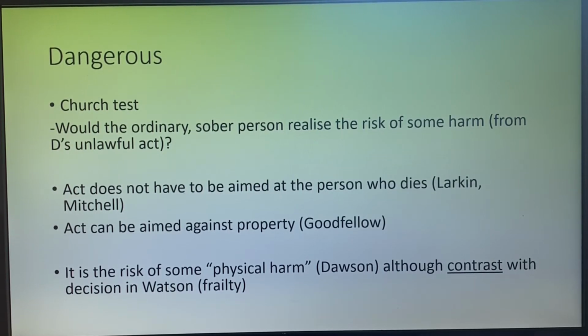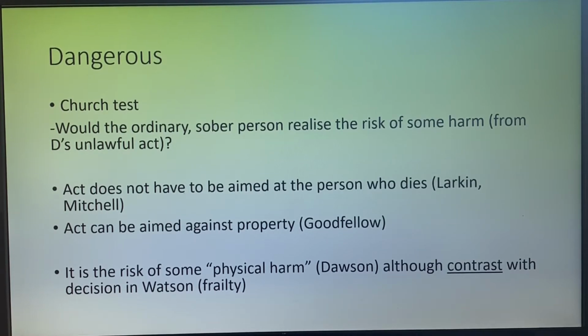There's been lots of cases where people have tried to get around this. So there's a few other cases we need to look at. The first point here is the act doesn't have to be aimed at the person who dies. It can still be classed as dangerous, even if your act is aimed at someone and then someone else dies from your action. Now we can see that in two cases, Larkin and Mitchell.